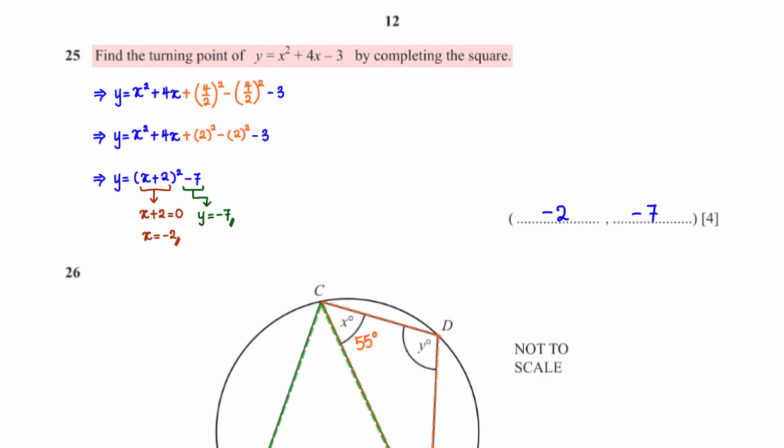Find the turning point of y equals x squared plus 4x minus 3 by completing the square. So first, we take the coefficient of the x term, which is 4, divide it by 2 and square it. Then we add and subtract it to balance the expression. 4 divided by 2 is 2.